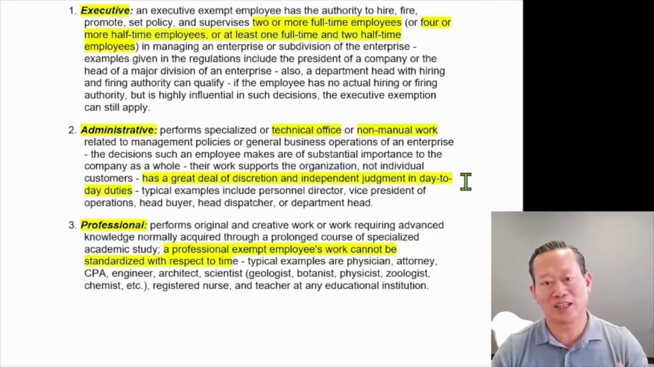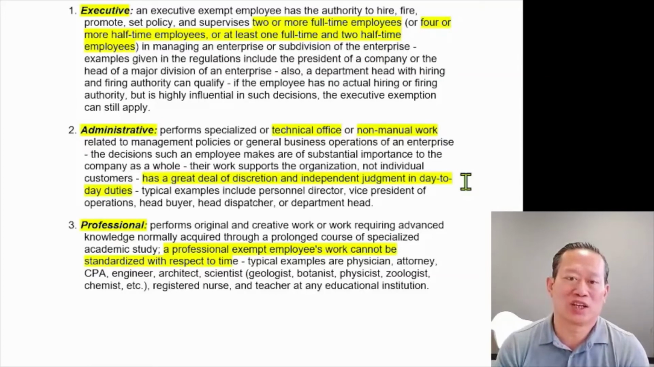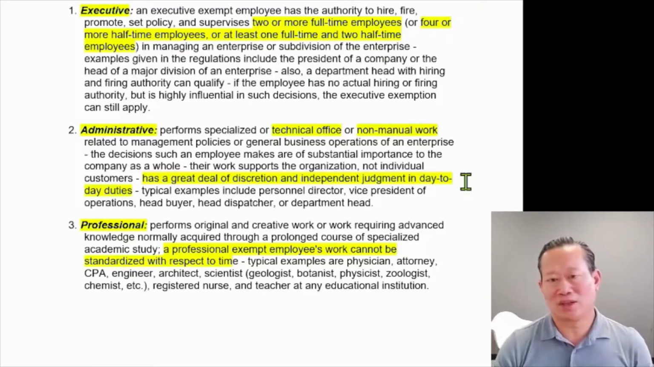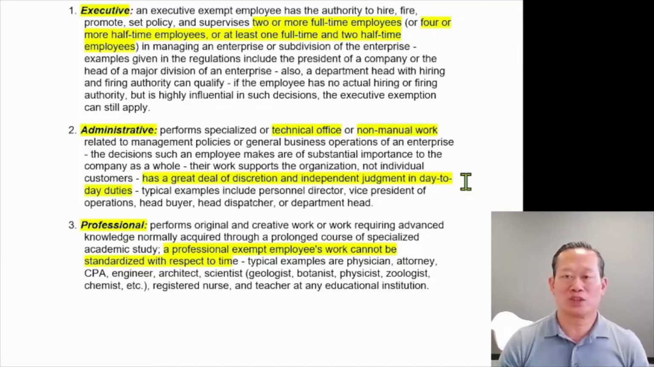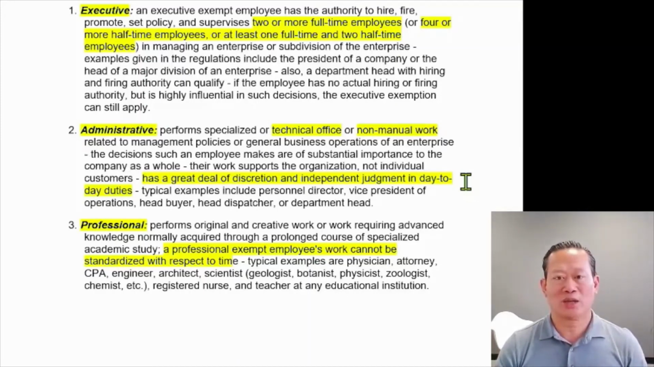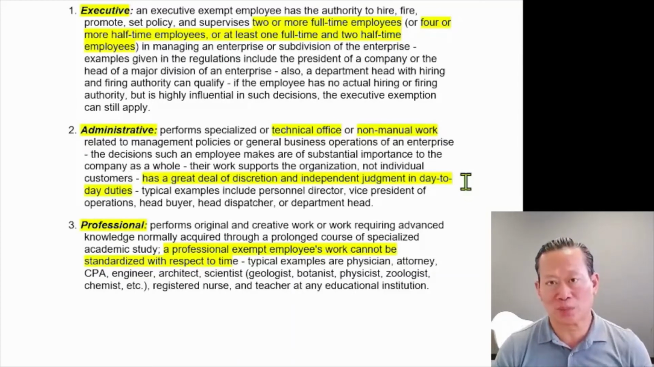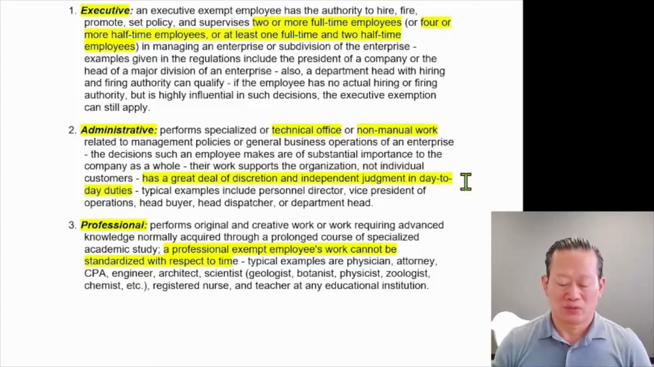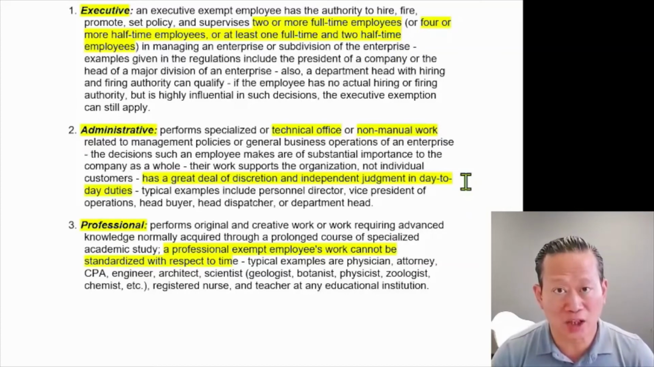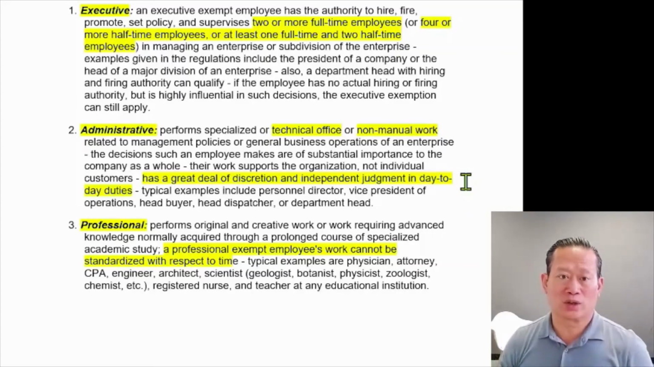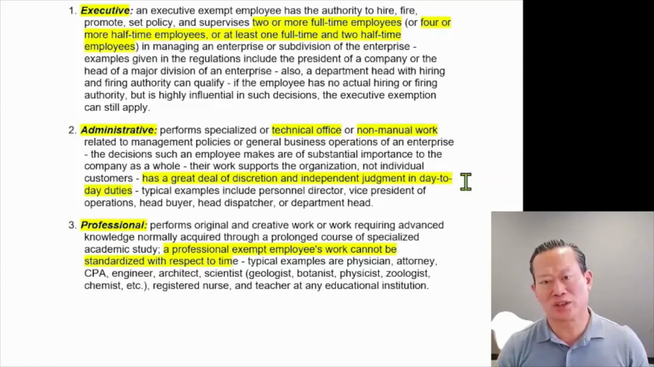You have to look at their day-to-day activity and do they exercise a great deal of discretion on matters of importance. Examples would be personnel director, vice president of operations, head buyers, head dispatcher, or department head. But it has to deal with managerial policies or the general business operation of the company. If you have someone that's just following rote procedures and policies, then they may not fall under the administrative exempt category.